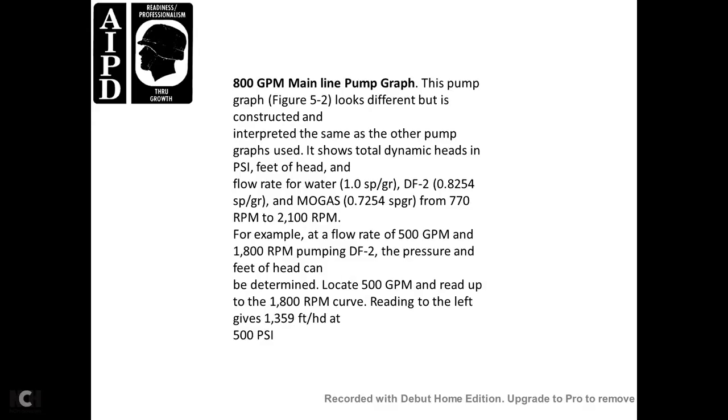The pump graph looks different, but the construction is interpreted the same as the other pump graphs. It uses the total dynamic head in pounds per square inch and feet of head, and the flow rate of water, diesel fuel, and mill gas specific gravity, from 770 RPMs to 2100 RPMs. For example, for a flow rate of 500 gallons per minute at 1800 RPM pumping diesel fuel, locate the 500 gallons per minute and read up to 1800 RPM. The curve, reading to the left, gives 1359 feet of head at 500 psi.